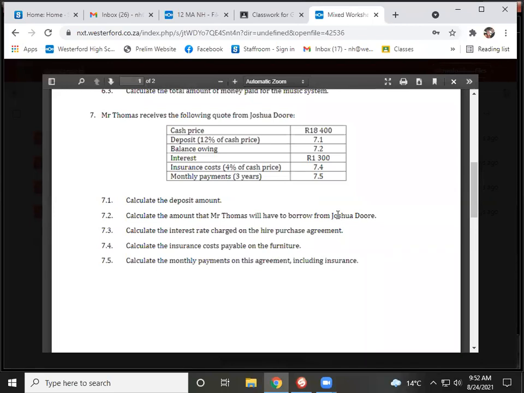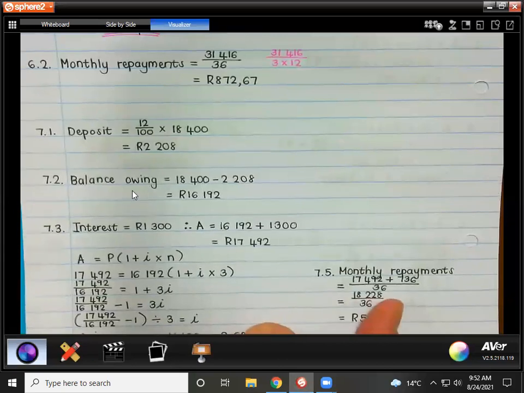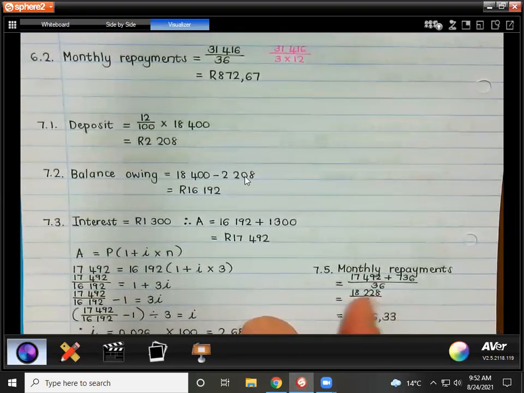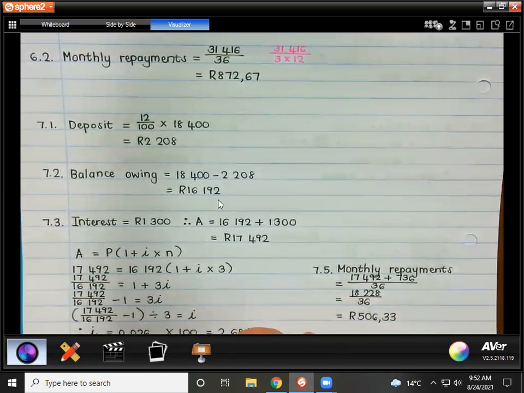All right, so the balance owing, that's the amount that he's borrowing from them, because he's getting the furniture, but he hasn't actually paid that amount. So balance owing is always cash price minus deposit, right? So balance owing, cash price minus deposit, 16,192 Rand. So that is actually the amount that he's borrowing. Guys, that is your P amount. Remember the balance owing, the cash price minus the deposit is P.